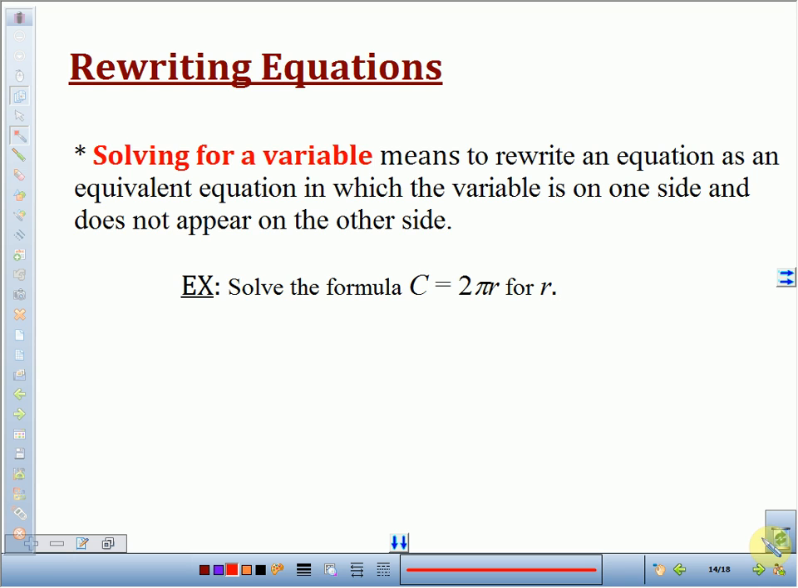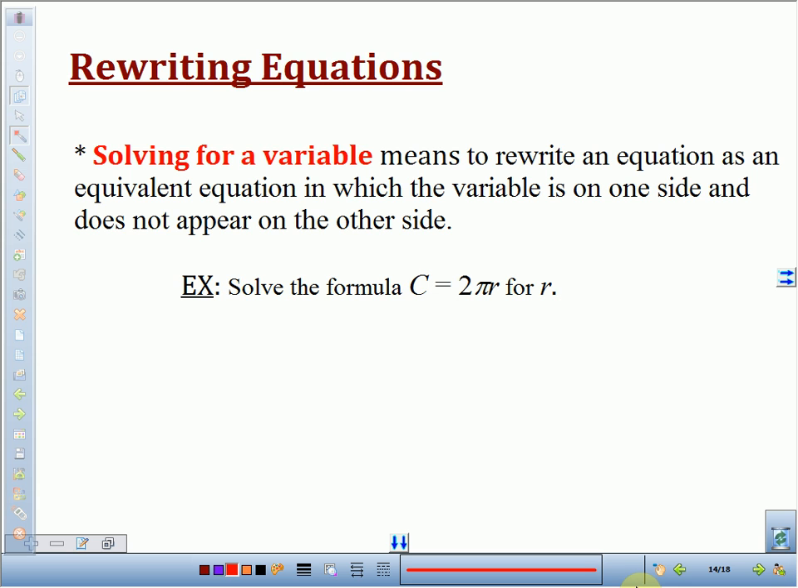Now, when we have a formula, a lot of times what we're going to be asked to do is to solve for a variable. What that means is to rewrite the equation as an equivalent equation, which means it's the same values, so we want to rewrite it without changing the values. Just like we do when we're solving, we don't want to change the values. But we want one variable on one side and not on the other side.